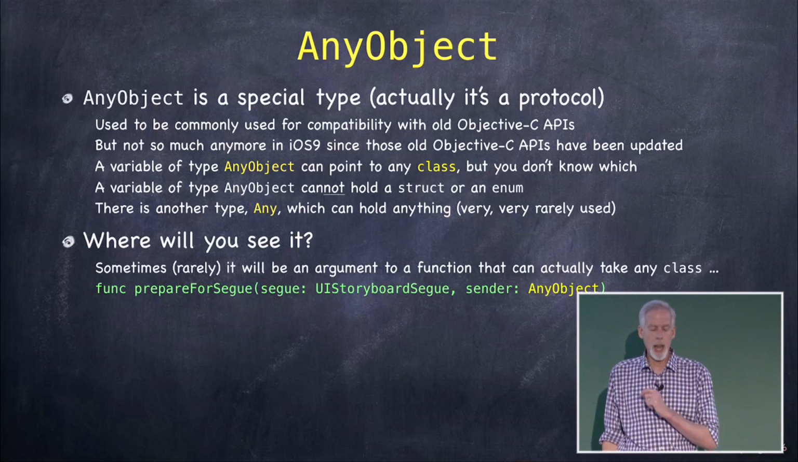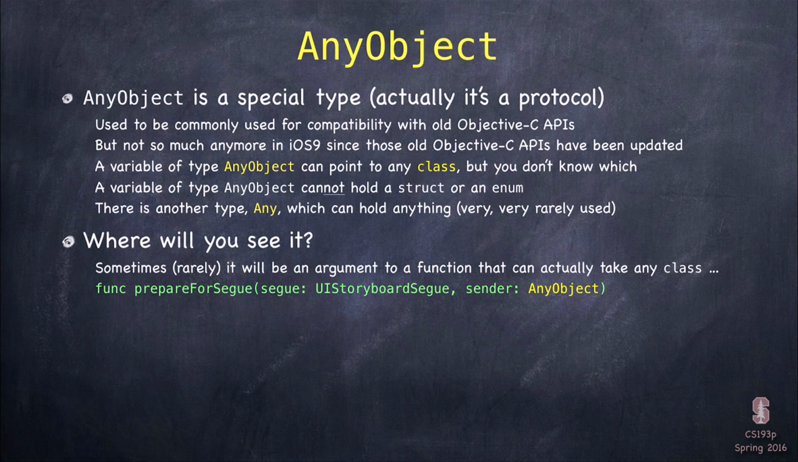So where will you see AnyObject? You'll sometimes see it in a method where one of the arguments truly can be more than one different kind of class. For example, you'll see on Wednesday prepare for segue, which is a thing that prepares for transitions from one MVC to another. We're going to have multiple MVCs someday. We're going to want to transition from one to the other. Prepare for segue prepares for that transition.